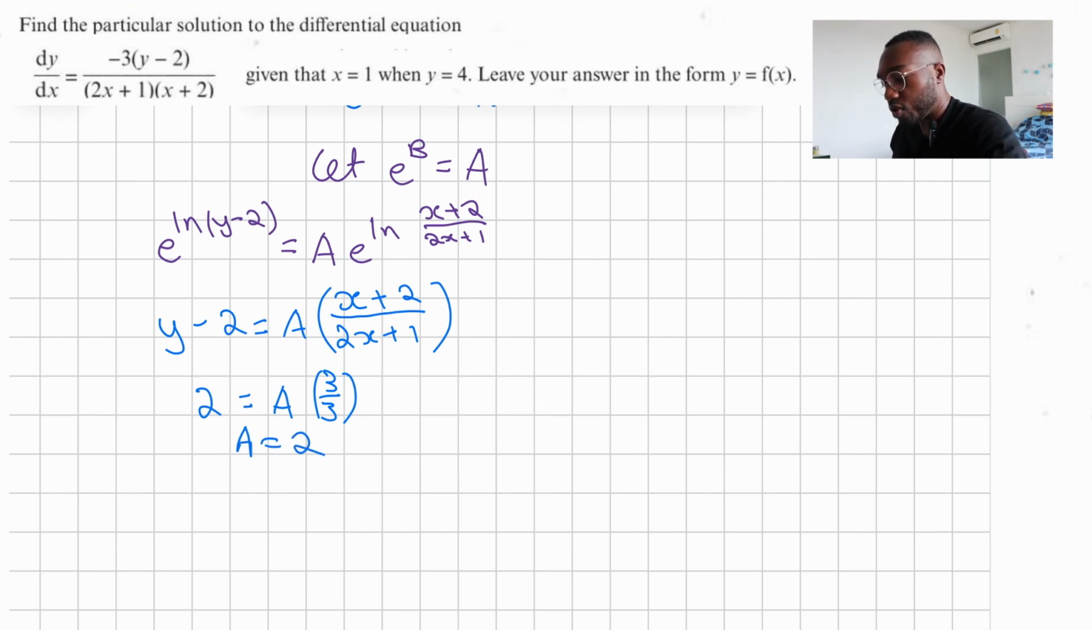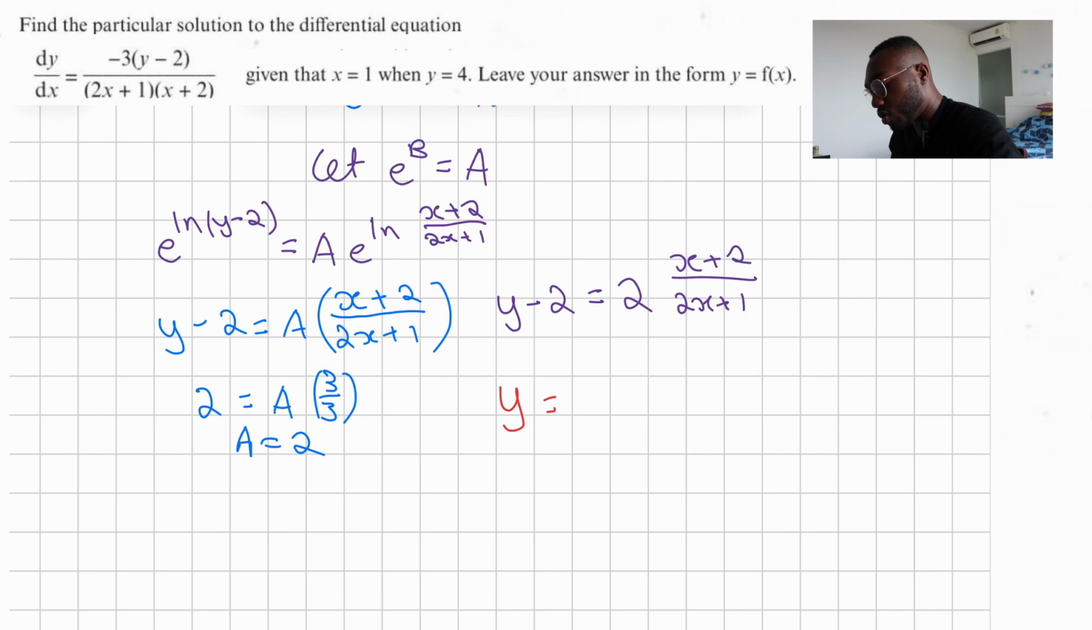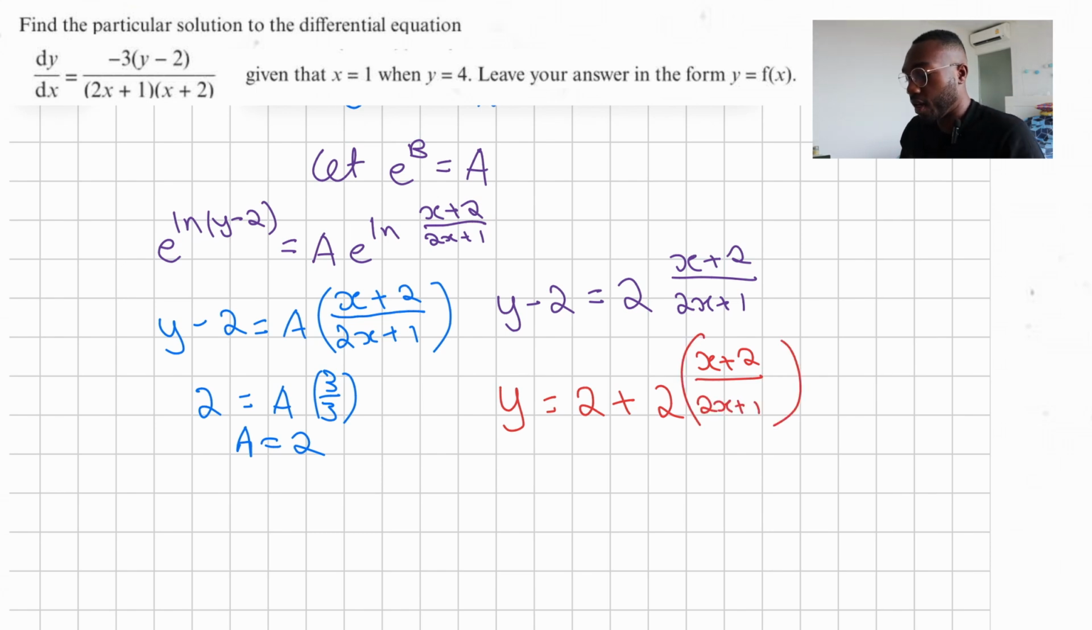Therefore, if we wish to rewrite this, it would be y minus 2 is equal to 2 times (x+2) over (2x+1), and therefore our answer in the form of y equals f of x would be y is equal to 2 plus 2(x+2)/(2x+1). And that would be our answer.